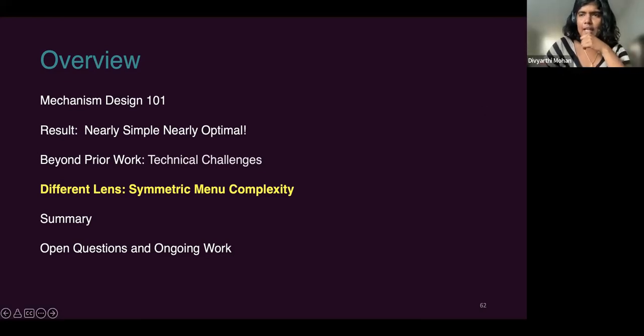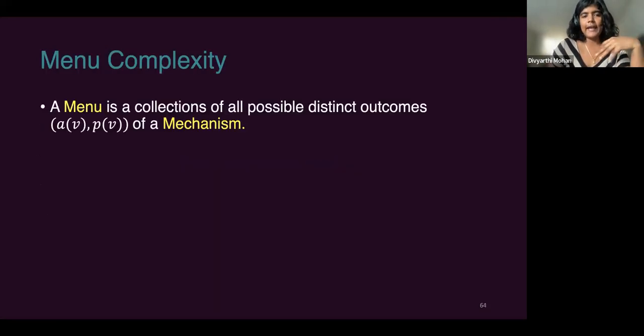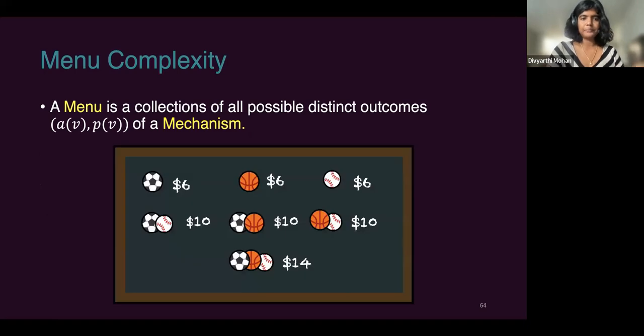So yeah, in the last few minutes, I want to quickly change gears and talk about a different lens of simplicity called menu complexity. A menu is just a collection of all possible distinct outcomes of a mechanism. Okay, so it's just the collection of all possible allocations and prices output by the mechanism. So this is one possible menu. But we could also have randomized allocations and prices as well.